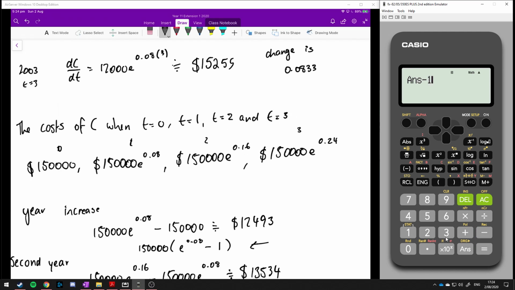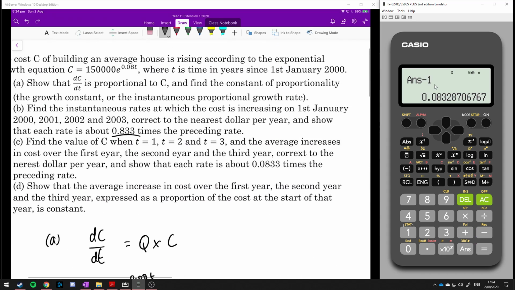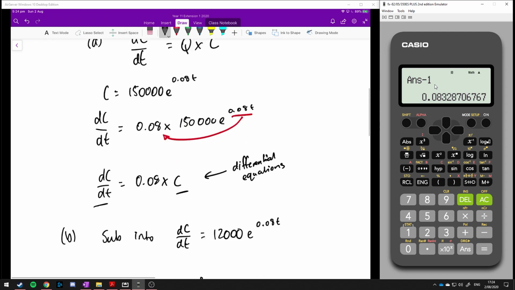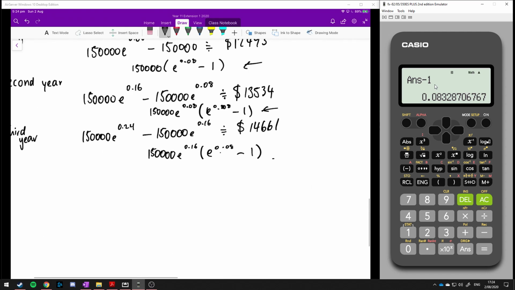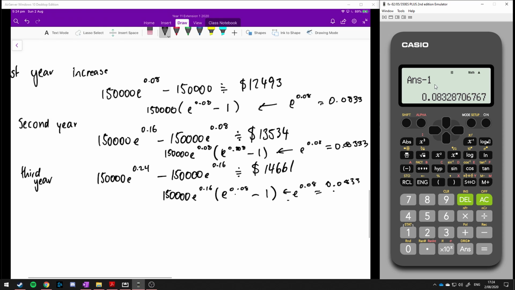So if we subtract that from 1, again, it's the same value that was always shown up here. So that's that last bit of the question, to show that the rate is about that. Just by saying, well, each year it increases by e to the 0.08 amount, and so that amount is equal to 0.0833. Okay, so that leaves us with question D.